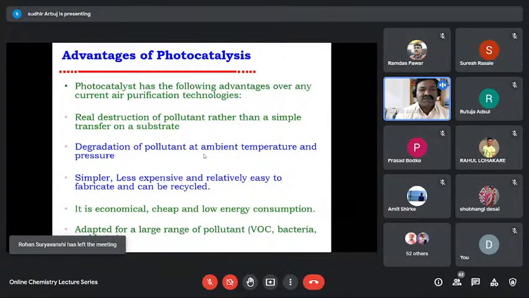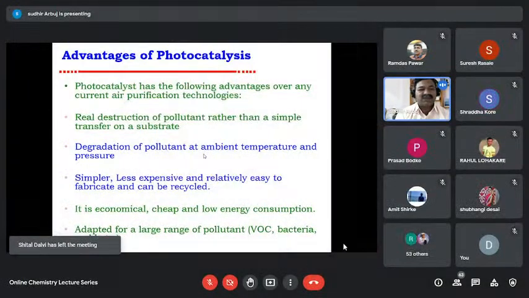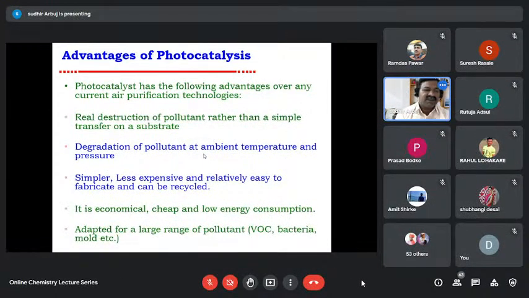As I told you, photocatalysis has some advantages over present techniques. It has the following advantages over other existing purification techniques. As I mentioned earlier, there is real destruction of pollutants rather than simple transfer into another substance. That means if you have to degrade some acetone, it completely degrades into CO2 and H2O rather than transforming into another substance. Degradation of pollutants occurs at ambient temperature and pressure: at 25 degrees, the reaction can happen, and at 1 atmosphere.